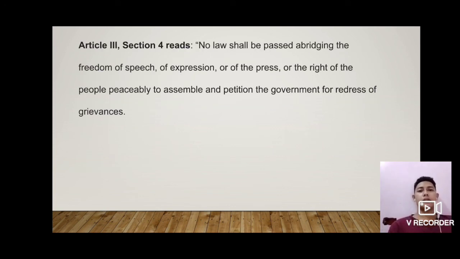And the article, section 4: No law shall be passed abridging the freedom of speech, expression, or of the press, or the right of the people peaceably to assemble and petition the government for redress of grievances.